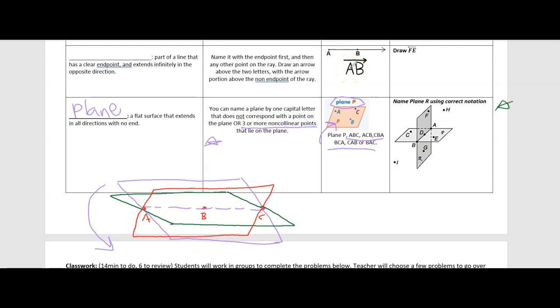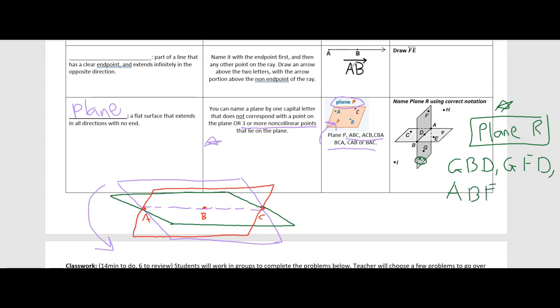So let's come over here and let's practice naming a plane. We are going to name plane R. So we can either say plane R, or we can pick 3 non-collinear points. Just to be clear, this is where our R is. So we could name it using G, B, D. That's one way. We could say G, F, D. We could say A, B, F.